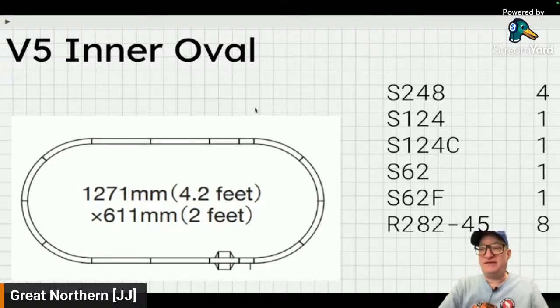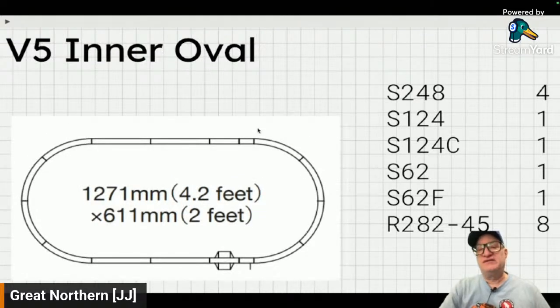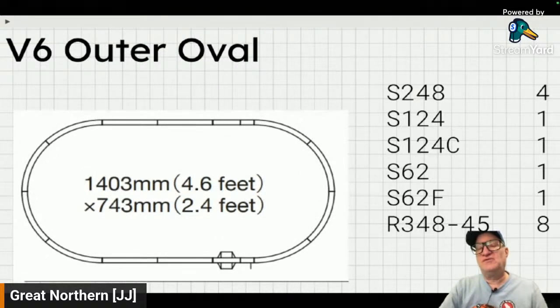I might also point out that for you HO scale people, there's also some sets in HO, but I'm not covering those today. I'm only covering the N scale ones. So go on. There's an outer oval, and this is 348 millimeters. So that's going to be, what was the other one? 282, right?